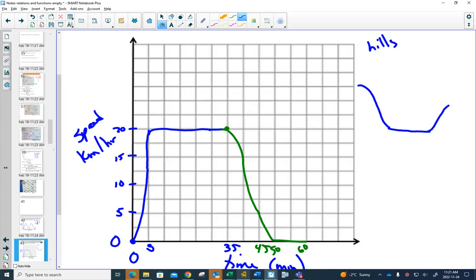I don't know, I feel like once you're at the bottom of the hill, your speed would start to slowly increase a little bit. Maybe, or maybe it's slightly down so you can just coast and keep your speed.